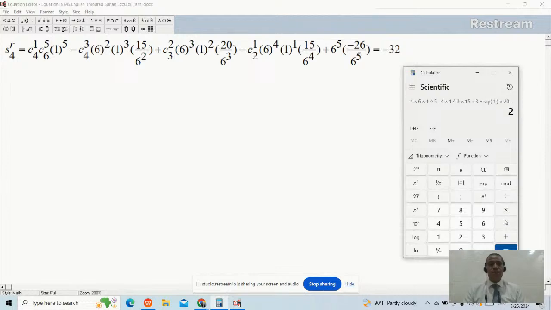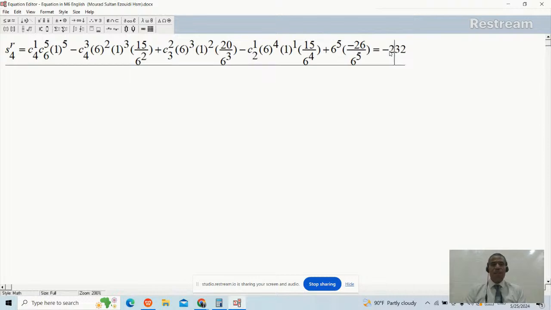Minus 2 times 1 times 15. Therefore, plus 6 raised to the power 5 divided by 6 raised to the power 5 is 1. I'll just write plus negative, which is negative, minus, learners, negative 26. Minus negative 26. This should be equal to negative 232. I'll check again.